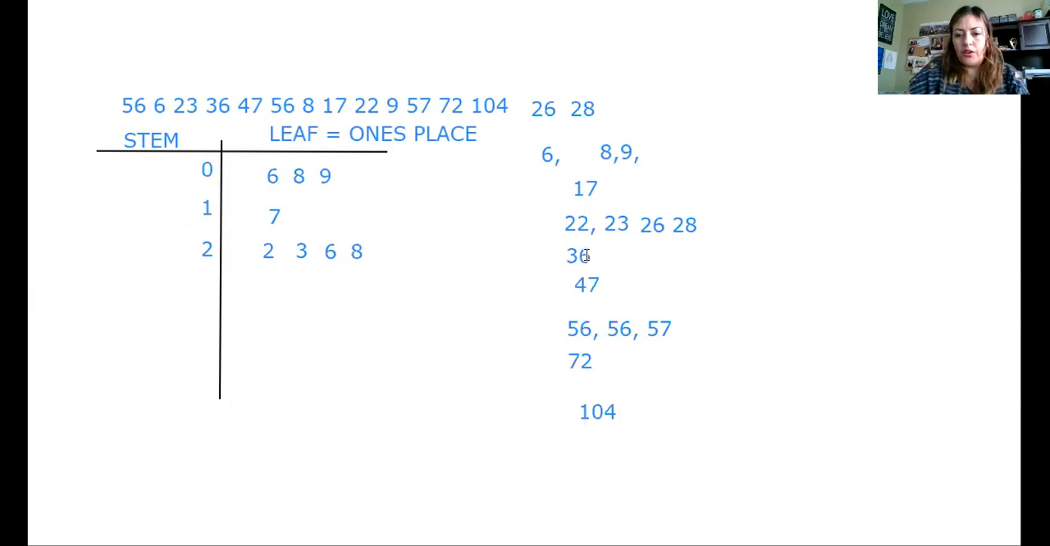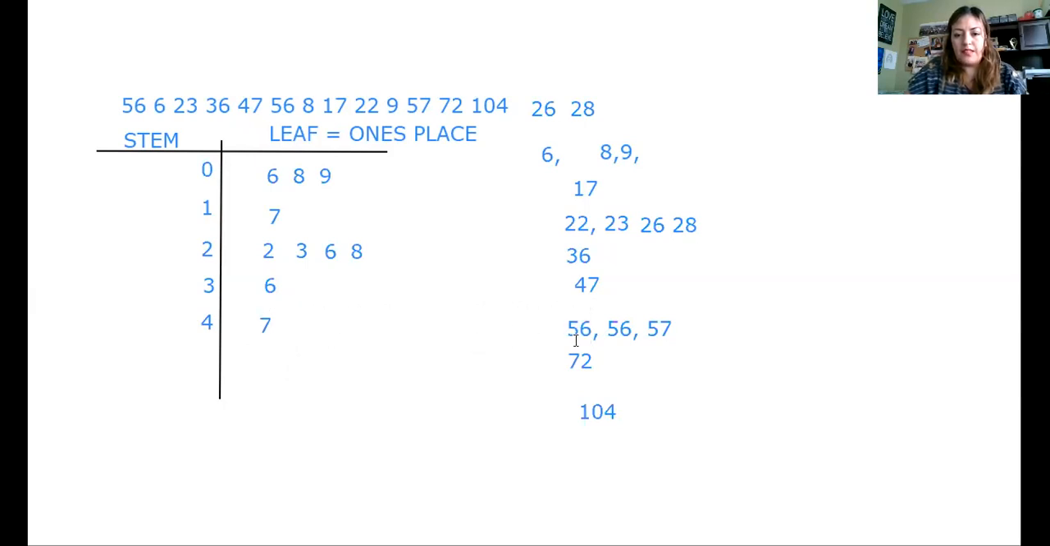Okay, then my 36. My 36, again, the 3 is on the tens place, and my 6 will be on the ones place. So I'm going to put my 6 here, trying to even this out. There you go. Then my 47, again, I'm going to put the 4 under the tens, and my 7 under the ones place, which is under the leaf. Okay, so there goes my 7.